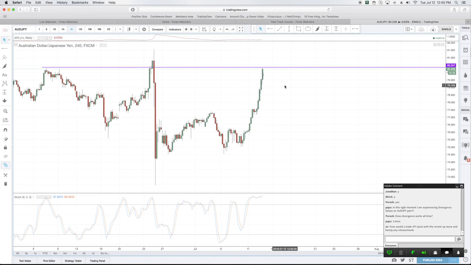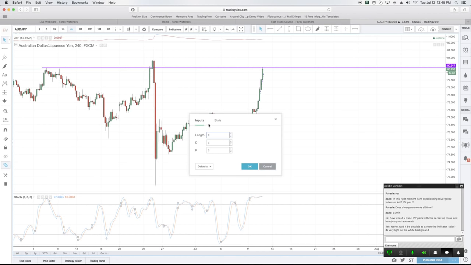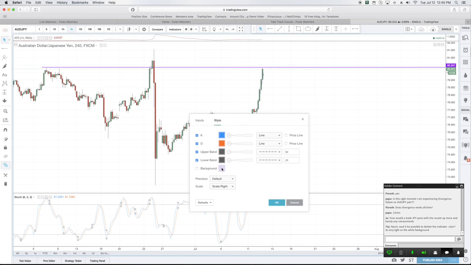All right, so Joe, how would you trade Japanese yen pairs with the recent up move and barely any retracement? Well, we'll get into that. Naveen, would it be possible to darken the indicator color? It's very light with the white background. Okay, sure. In fact, maybe I can make the background darker.